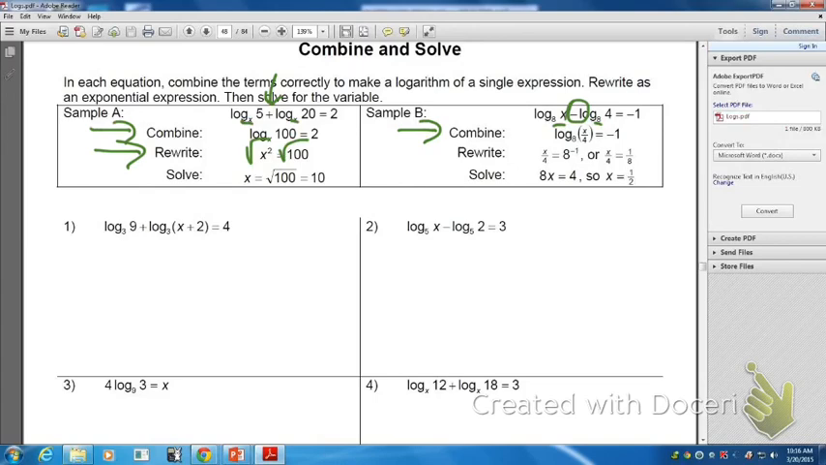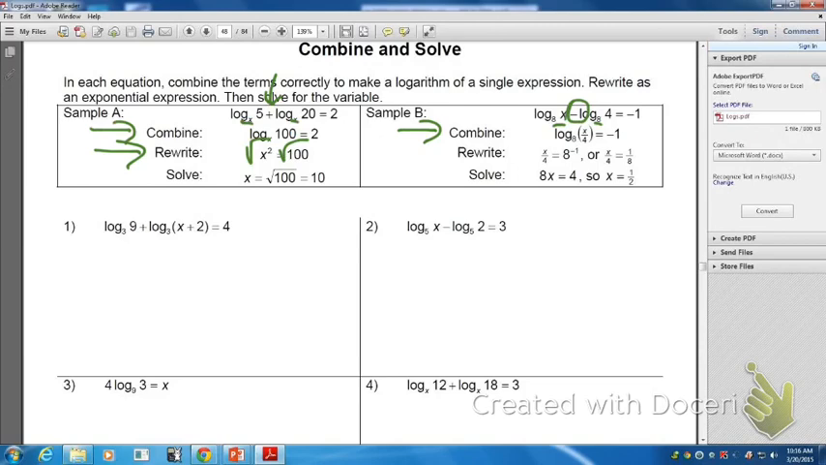Now, you notice that your exponent in this one is a negative, so you know that you are eventually going to end up with a fraction. So now let's do the rewrite. We have our base of 8 right here, raised to our power of negative 1, equal to our answer, our argument. Okay?